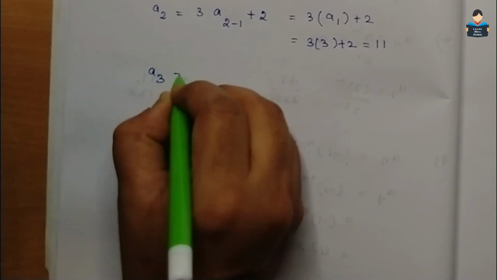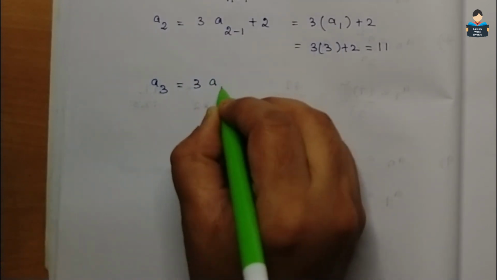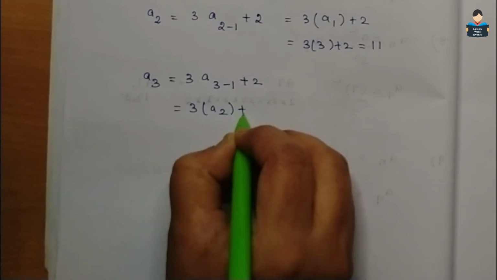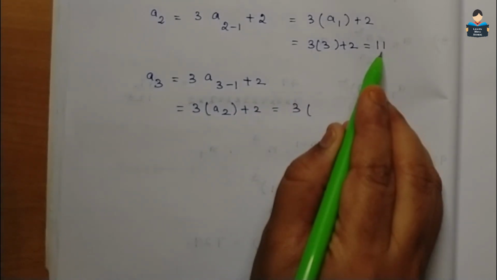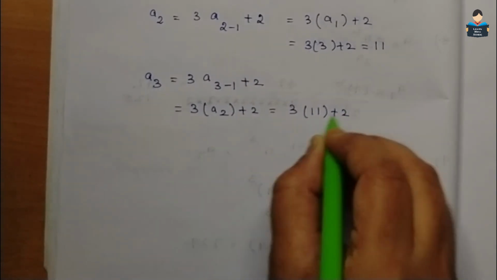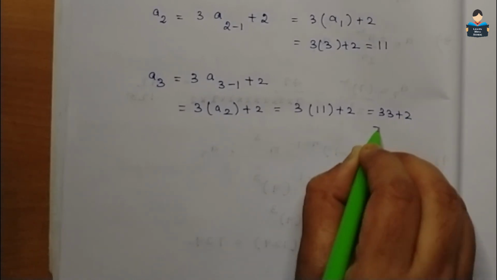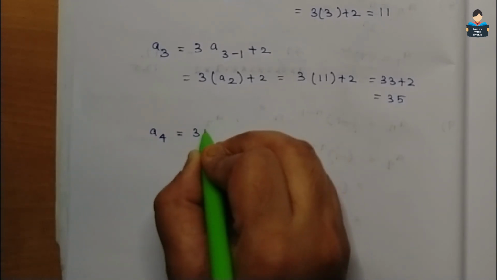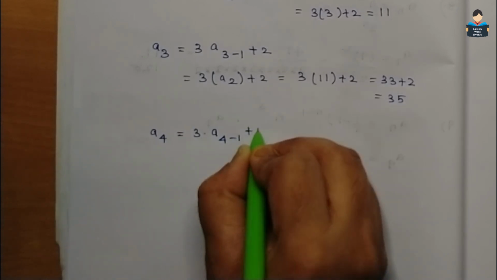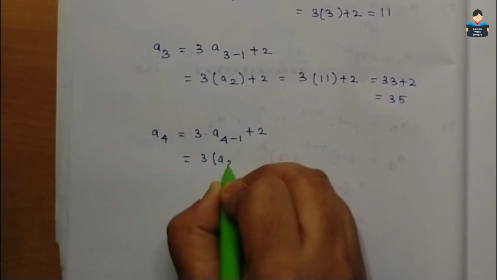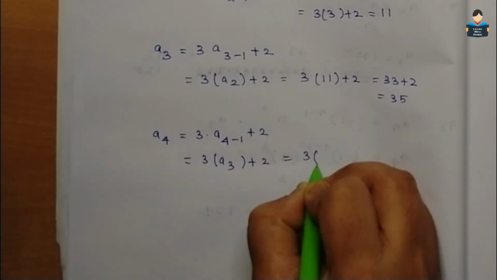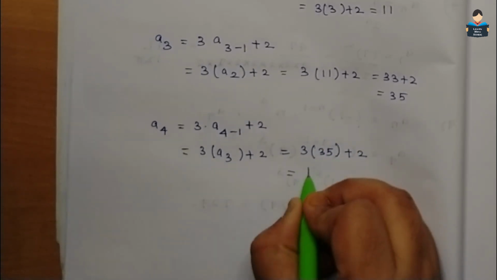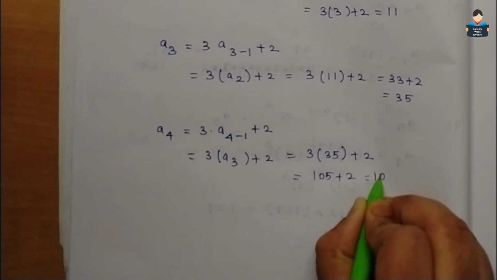But next a3. So 3 into a_(3 minus 1) plus 2 comes. So 3 into a2 plus 2. a2 we got as 11. So 3 into 11 plus 2, that is 33 plus 2, which is 35. Next a4. So 3 into a_(4 minus 1) plus 2 comes. So 3 into a3 plus 2. a3 we got as 35. So 3 into 35 plus 2. 3 into 35 is 105 plus 2, which is 107.